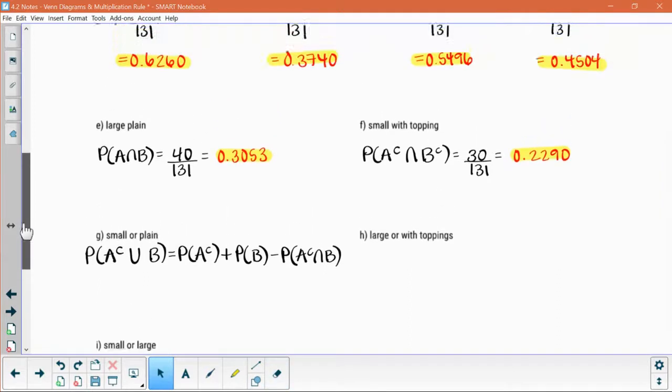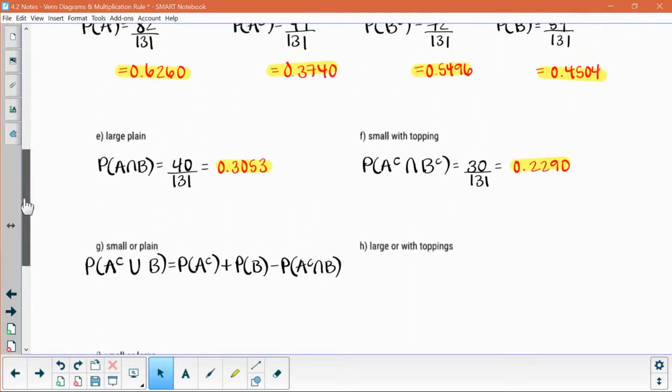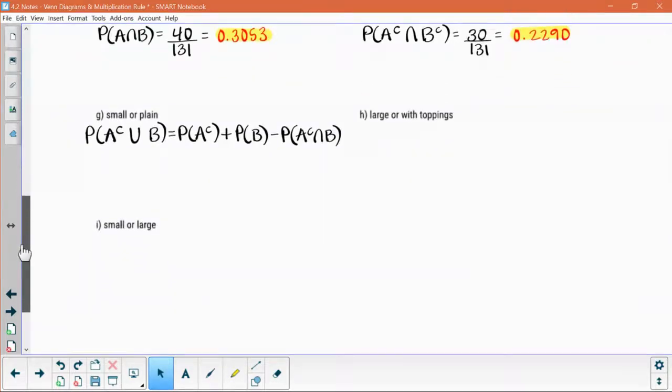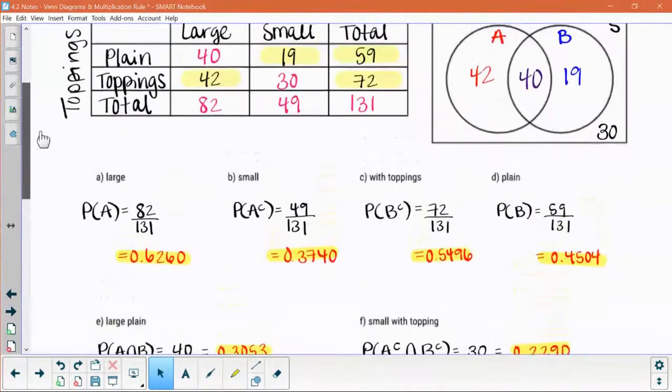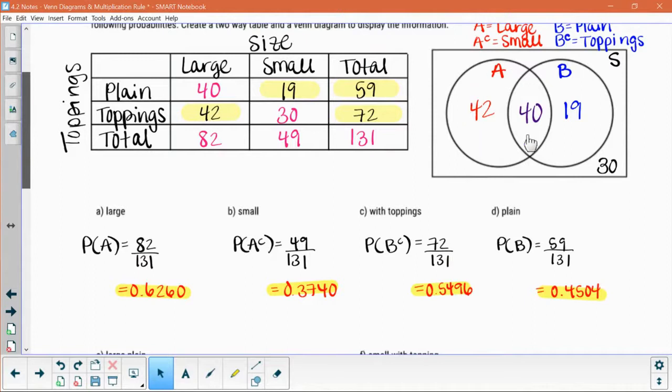table, your Venn diagram. So I'm going to go ahead and I'm looking at A complement or B. So again, A complement is everything outside of circle A. So that's 19 plus 30, which is 49. And then B is everything inside circle B. So 40 plus 19, which is going to be 59. And then A complement and B is just this count of 19.